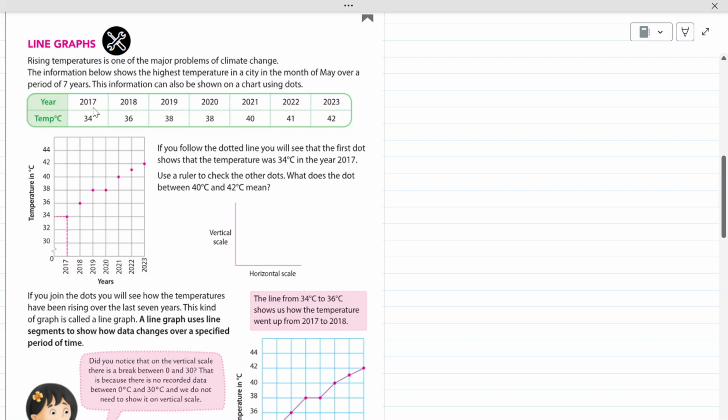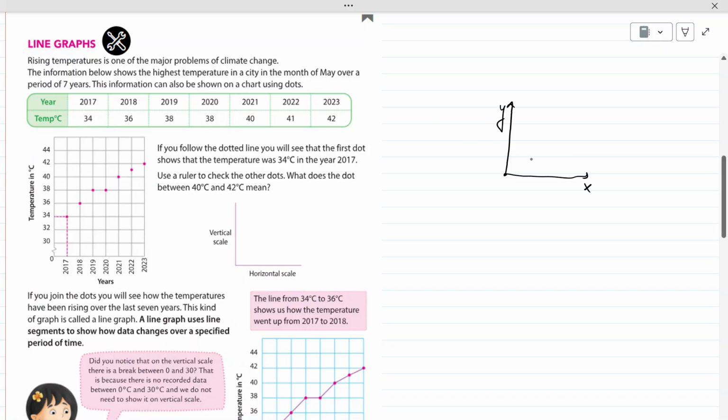So in the year 2017 the temperature was 34, in 2018 it was 36, 2019 it was 38, and so on. So till 2023 the temperature has been recorded for the month of May in a particular city. Now how this data is drawn here is we have plotted this in the x and the y axis. So students, whenever we draw any graph, the horizontal axis is called the x axis, and the vertical axis is called the y axis.